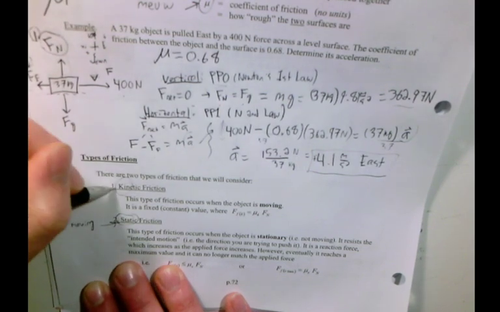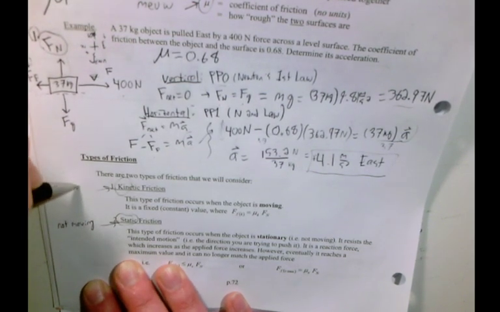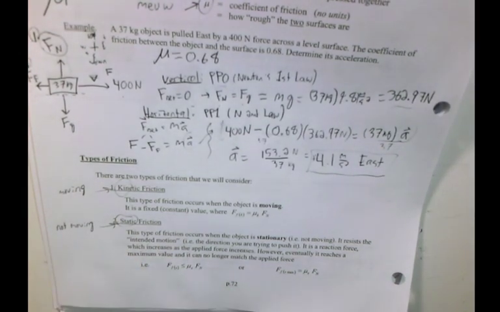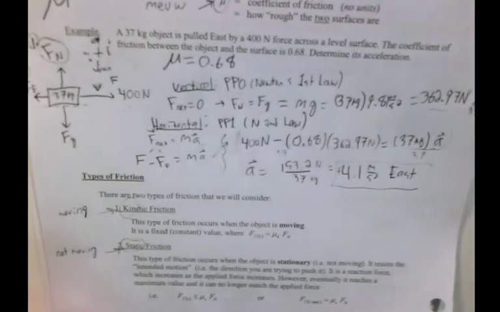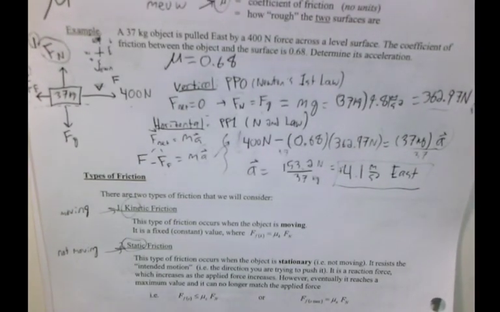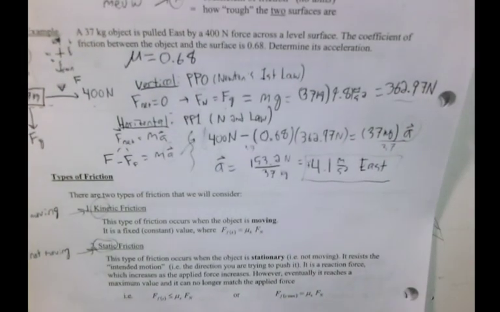So kinetic will always refer to things that are moving. Static will refer to things that are not moving. And that is actually related to static friction. It's about charges that are no longer moving. They're stuck in place. But that comes up in Physics 30. So for now, kinetic friction, static friction, where kinetic friction occurs when the object is moving.